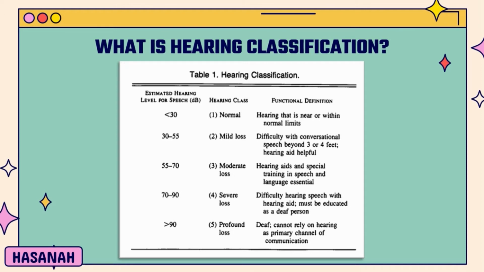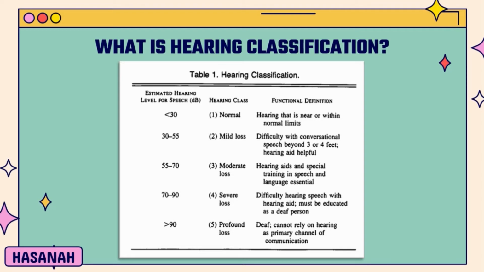The second category is mild loss, where the level is 30 to 55 decibels. A person in this category will face difficulties in conversation when the speech is beyond 3 or 4 feet, and in this category, the person needs hearing aids.